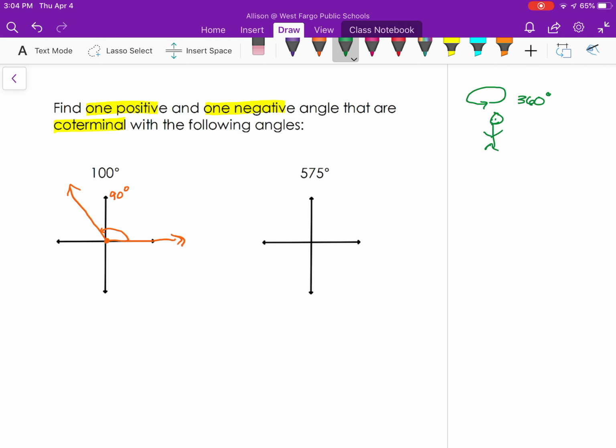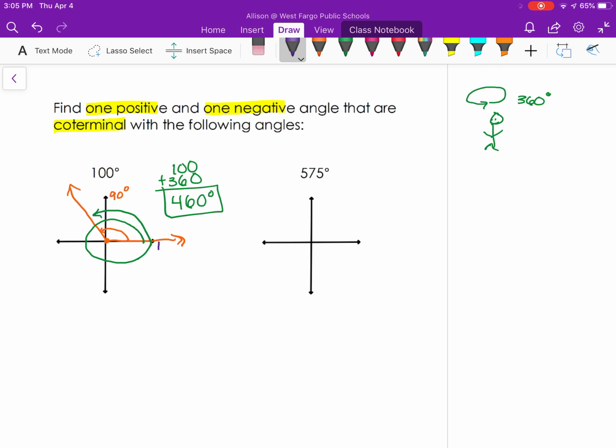Now if you're facing to the left and you wanted to end facing left again, you would go 360 again. So essentially, to get coterminal angles, you're adding or subtracting 360 degrees. Starting in the same place, go around one circle, and then go another 100 degrees, and you will get back to the same terminal side. So 100 plus 360 degrees gives me 460 degrees, and that would be one positive coterminal angle.